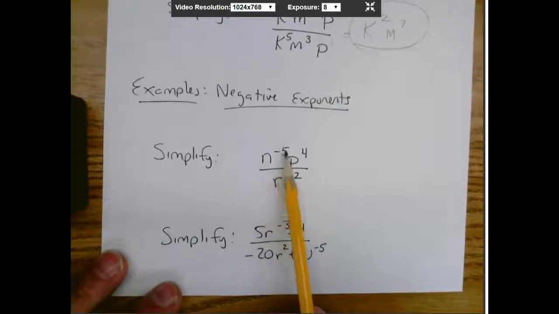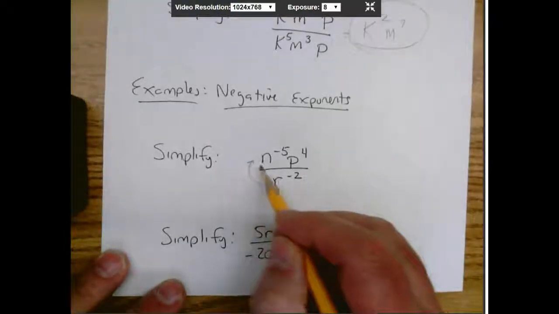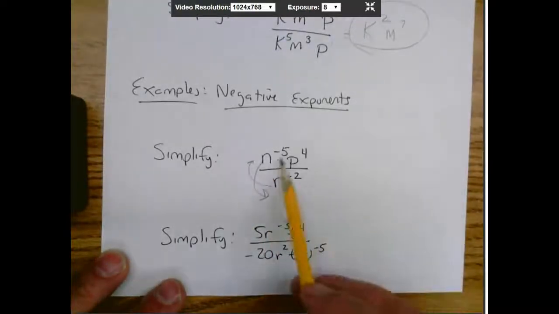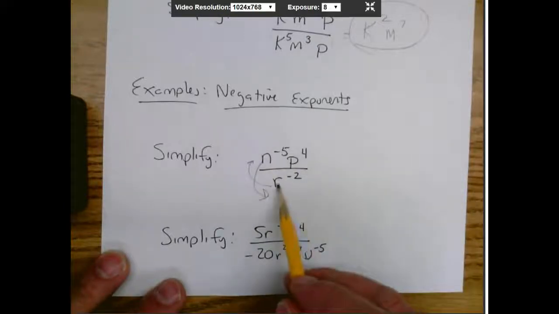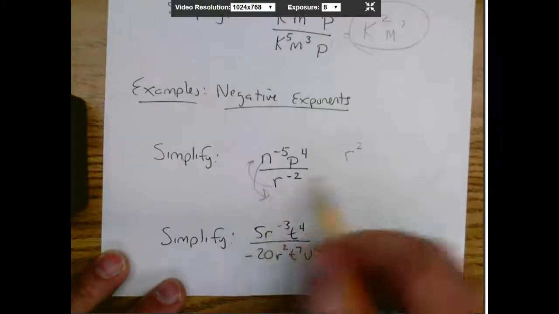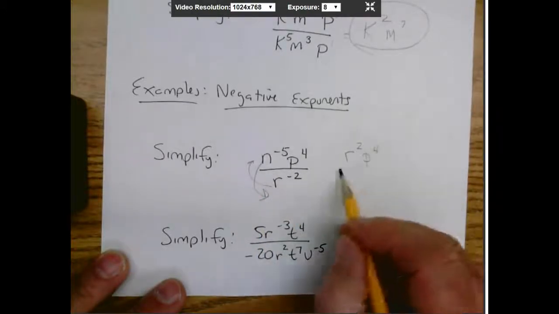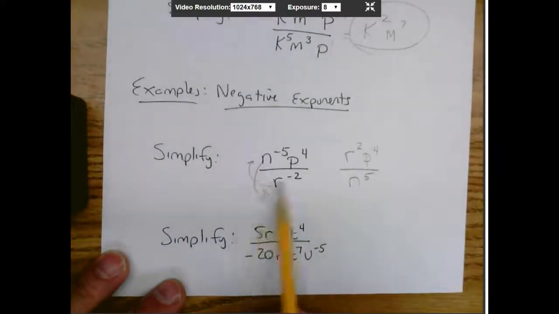So n to the negative fifth times p to the fourth and r to the negative second. So the n and the r are going to switch, because n to the negative fifth is really like saying 1 over n to the fifth, and the r to the negative 2 is going to be the inverse. So we're going to have r to the second, p to the fourth, over n to the fifth. That's what that ends up being. We just switch these around with their inverses.